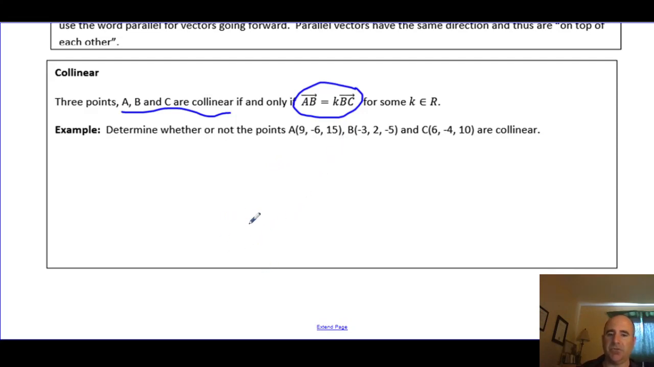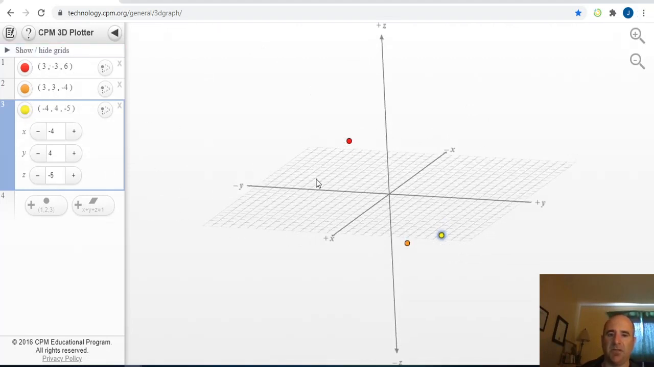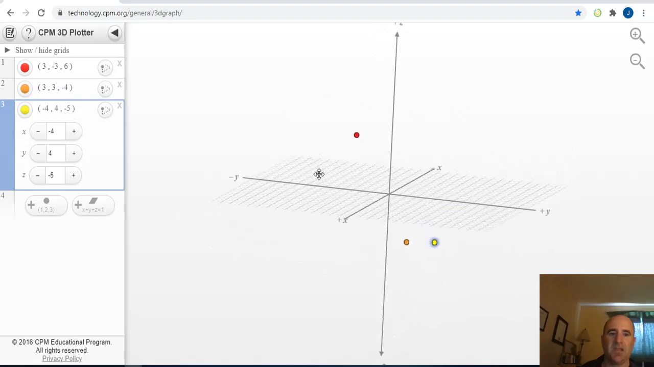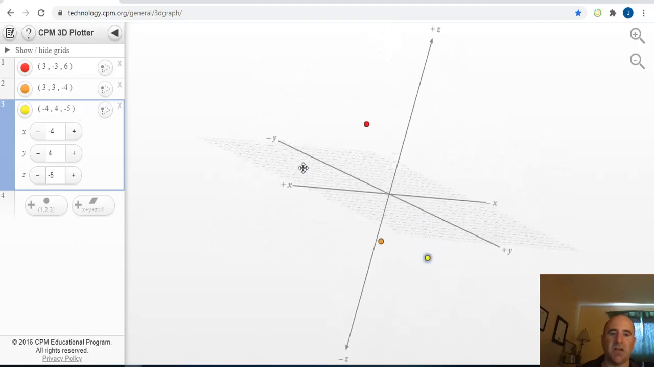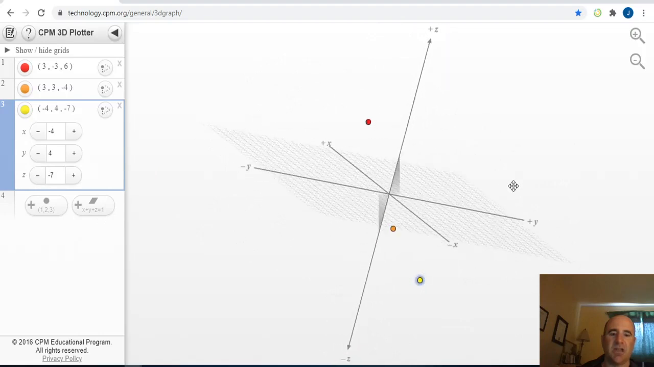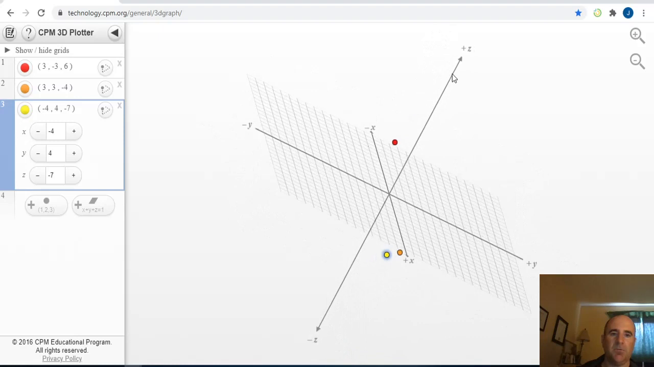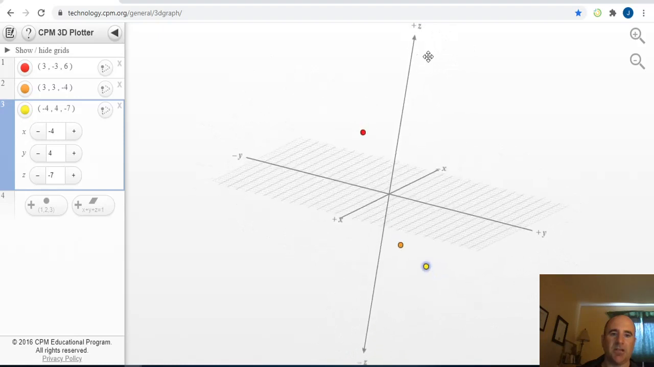I actually found this cool website, and I'll post a link for it for you guys, but for now I can just show you what it looks like. This is a little 3D plotter, and I plotted these 3 points. You can pick whatever points you want. It looks like you can graph planes as well, which we'll get into later. You can move the axis around. You can see where these points are. You can change where they are, of course, and do that kind of stuff. Okay, I'll stop playing here.